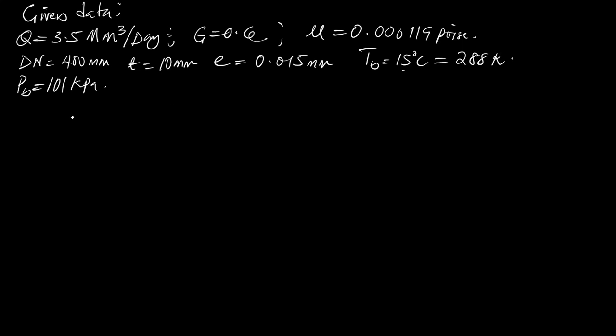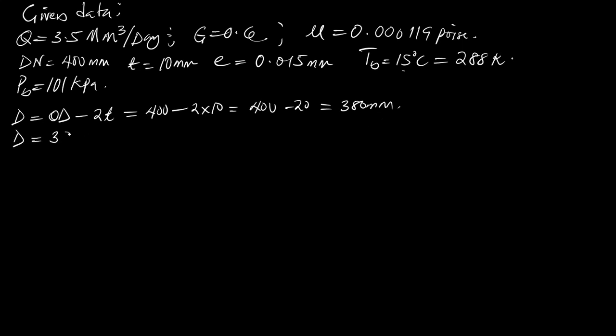Now we are asked to calculate the friction factor and the transmission factor. Now let's calculate the internal diameter. So the internal diameter is equal to the outer diameter minus 2 times t. This will give us 400 minus 2 times 10, which is 400 minus 20, which is 380 millimeter. So we have gotten our D to be 380 millimeter.